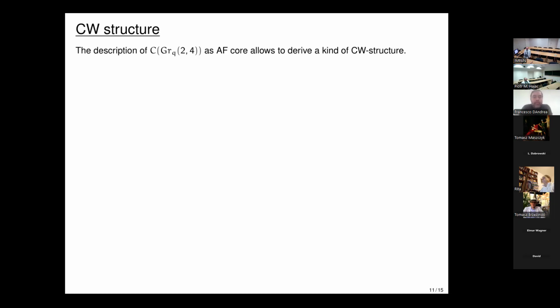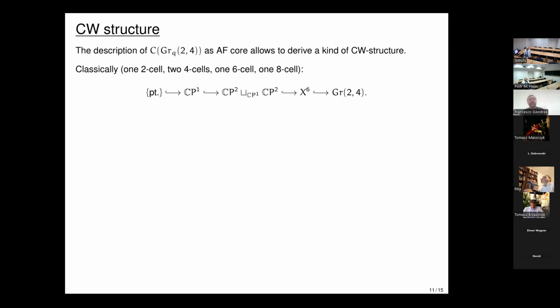Okay, so now the CW structure. We want to use the description of the C*-algebra of this quantum Grassmannian, the description as the AF core of some bigger graph C*-algebra, to derive a decomposition of this C*-algebra. Here I'm calling it a kind of CW structure. We will see why it is not completely appropriate to call it a CW structure, not even a non-commutative version of a CW structure. So classically, how can you get the Grassmannian?